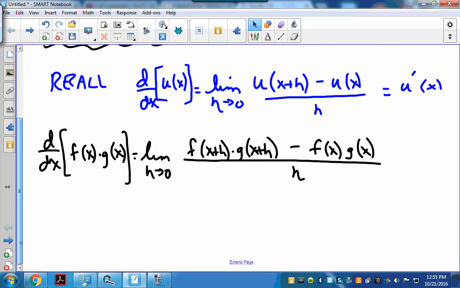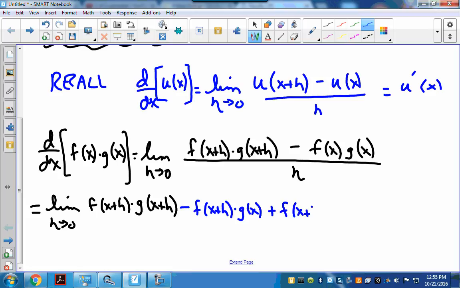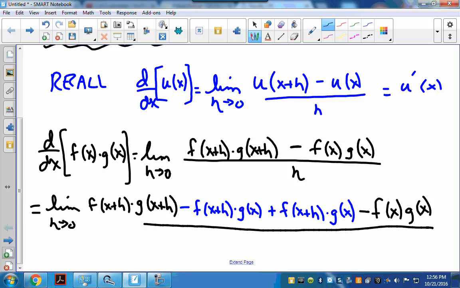Okay, so let's see. How might we do this? There's a number of ways of doing it. I like this approach. You take this limit as h goes to 0, f of x plus h times g of x plus h, and you subtract off this quantity, f of x plus h times g of x, but then you add it back on again, f of x plus h times g of x, and then the last term that we have up top here is minus f of x, g of x. Okay, and all of that is still over h.